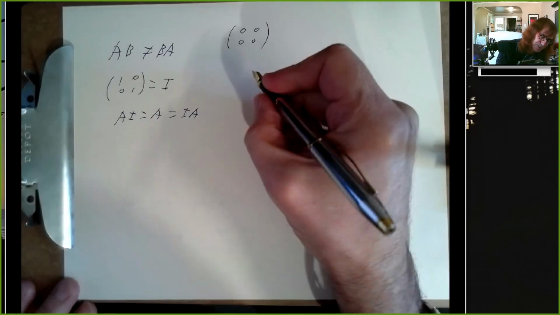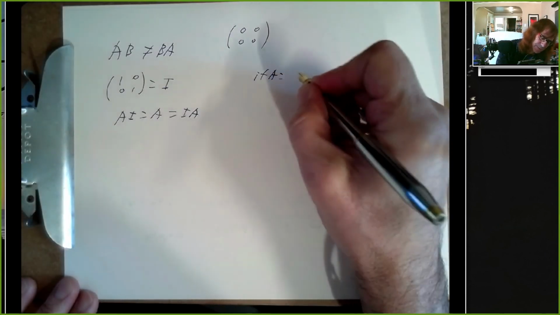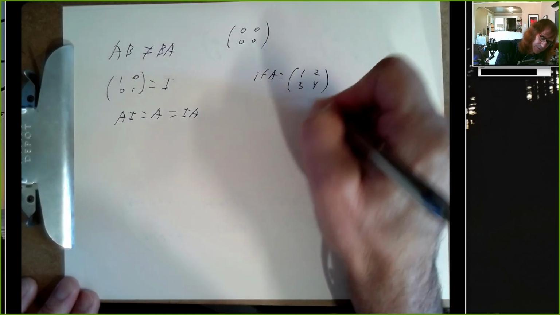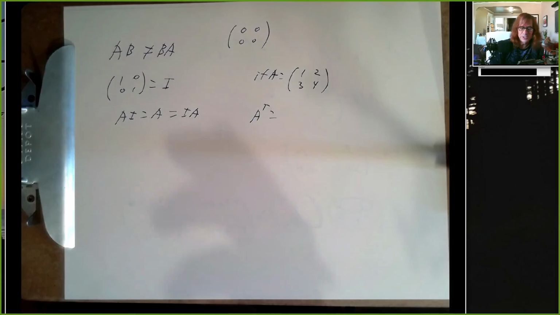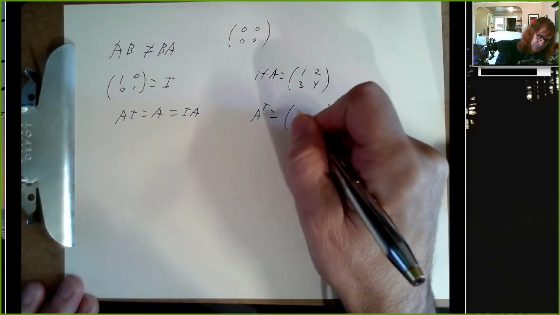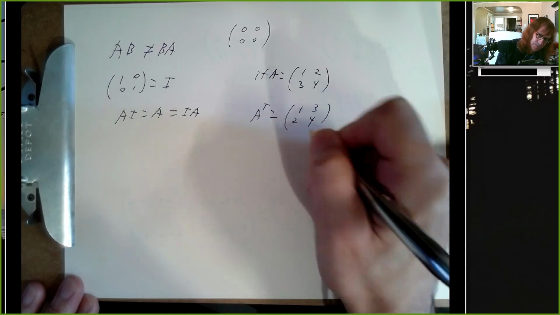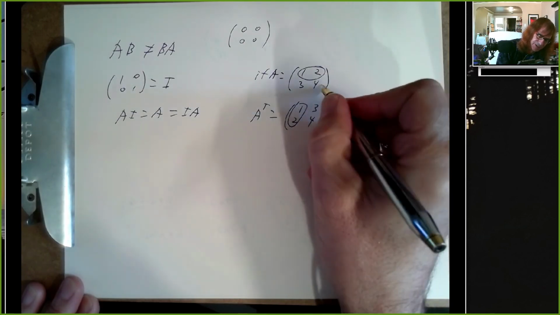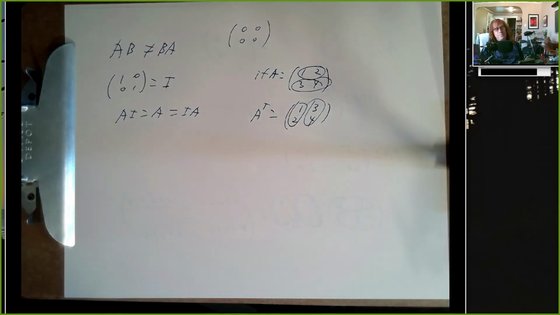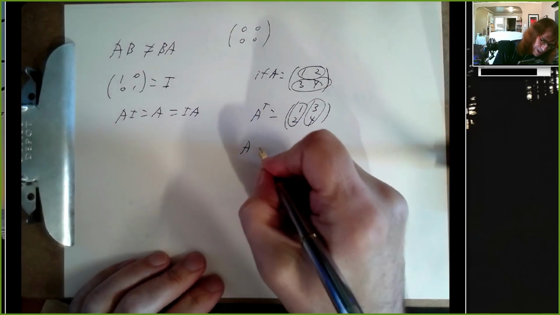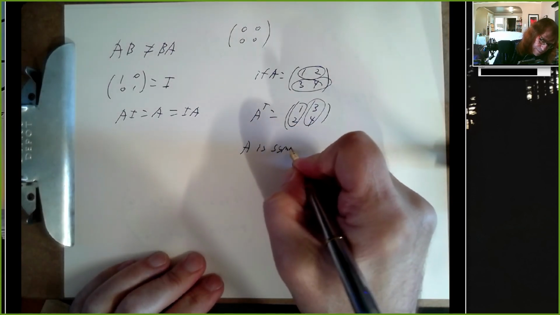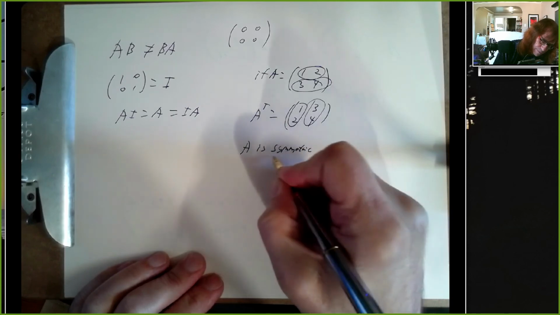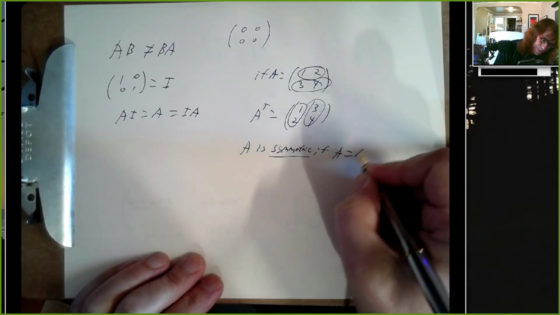All right, we can transpose a matrix. And transposing just means swap the rows and columns. So this first row becomes the first column, this second row becomes the second column. And that's a really inexpensive operation to do. And we say A is symmetric if it's equal to its transpose.